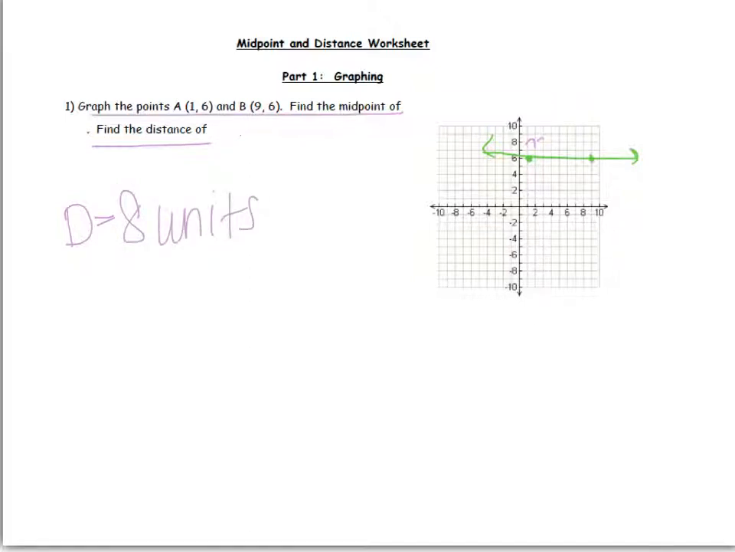And then all I want to do is find halfway. So if I go halfway between that, you're going to be right here where I have 4 units on the left and 4 on the right. So my midpoint, that ordered pair, is (5, 6). We can label this A and B. You are going to do the same thing for 2 and 3: label your 2 points, find the distance and the midpoint by counting, and for midpoint, make sure you put that answer as an ordered pair.